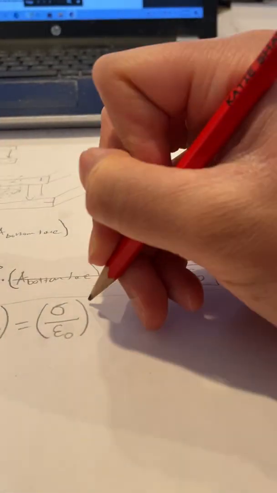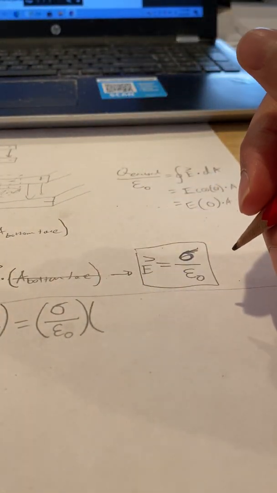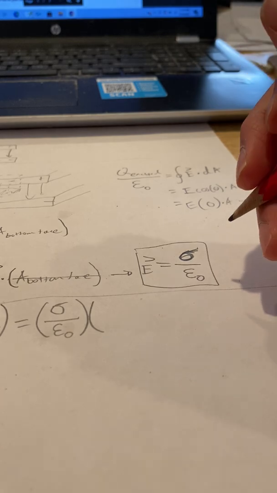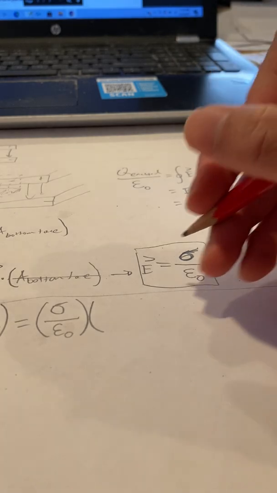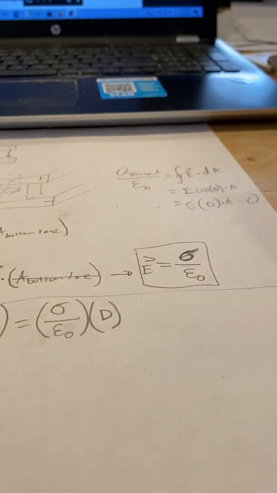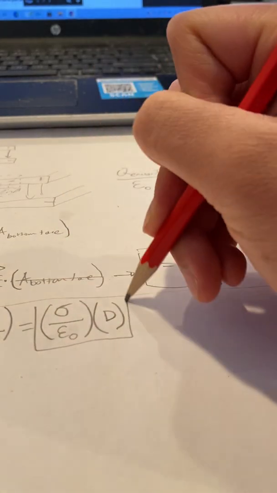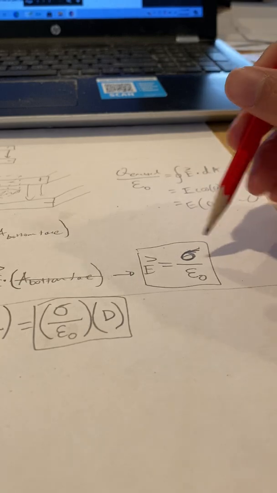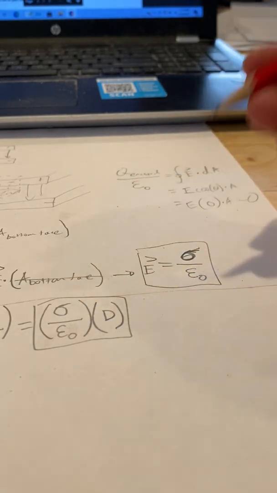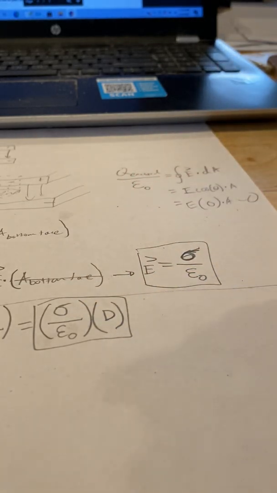Now for the distance, they tell us the distance between the two plates is D. They use a capital D. Okay, so capital D. And that's really it. It's just the electric field magnitude times the distance between the two plates that is the electric potential between the two plates, or as they word it, difference in potential.